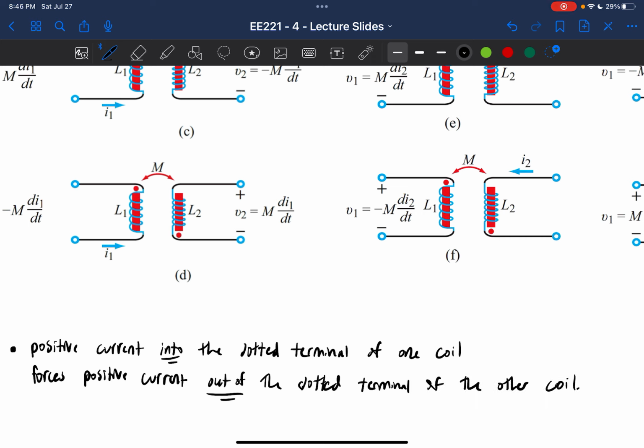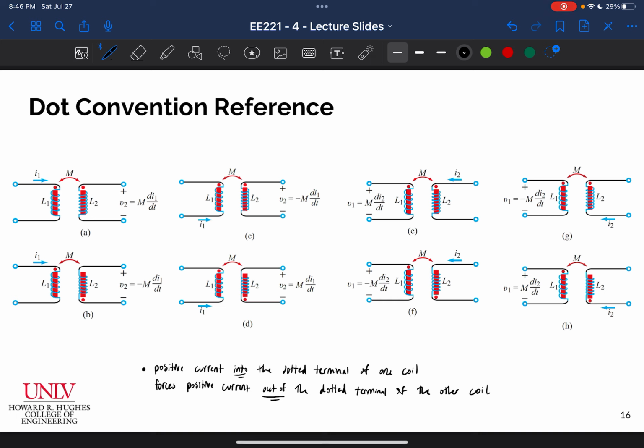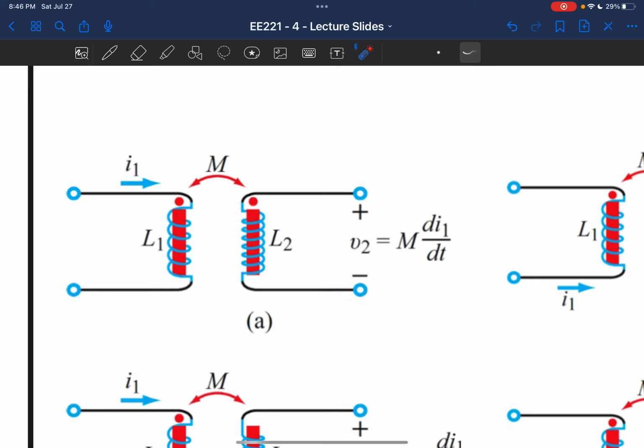Okay? Let me rewrite the word dotted here because I think it's pretty ugly there. This is the rule. This is the one rule that I use to solve these circuits. It helps me to set up the equations and never get the polarity wrong, and I think that you will find it useful. So what is it saying? Positive current into the dotted terminal of one coil forces a positive current out of the dotted terminal of the other coil. Okay, so let's take a look at the first case here.